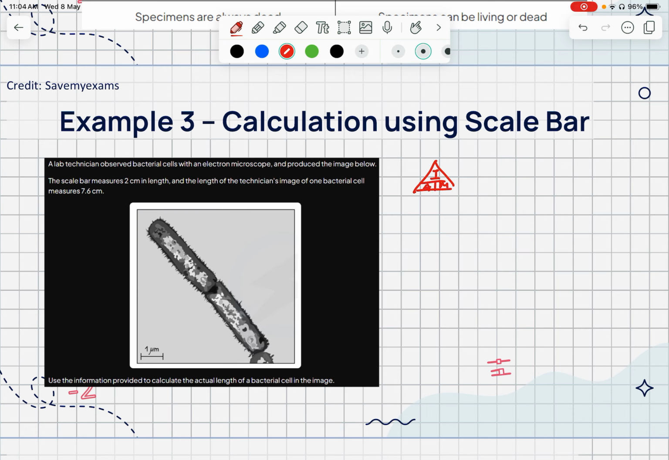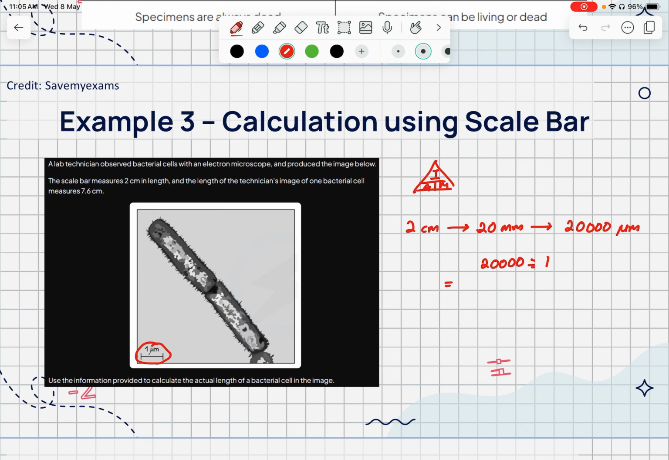So we need to find out the scale bar. They say the scale bar is measured as 2 centimeters in length, which you need to convert to micrometers. So 2 centimeters becomes 20 millimeters. You know that 1 centimeter equals 10 millimeters, and you need to times by 1,000, so you get 20,000 micrometers. So the scale bar measures 20,000 micrometers, and the actual size is 1, so it shows a ratio of 20,000 to 1.